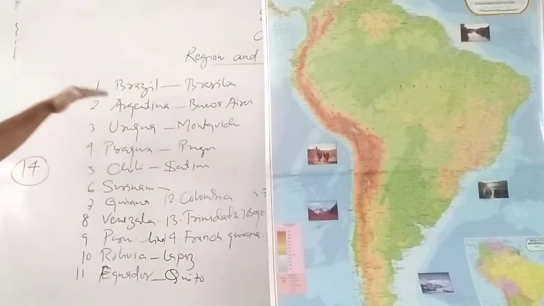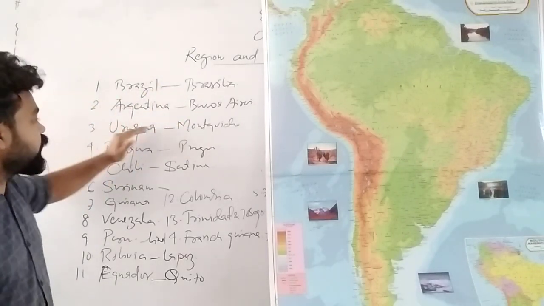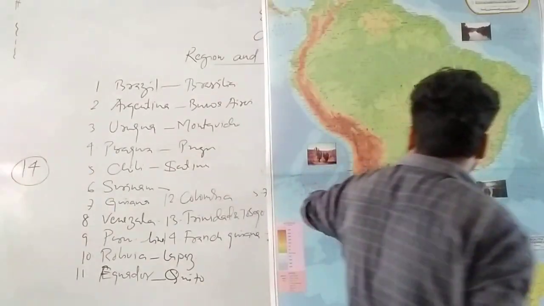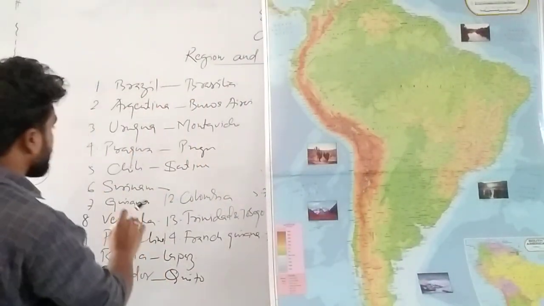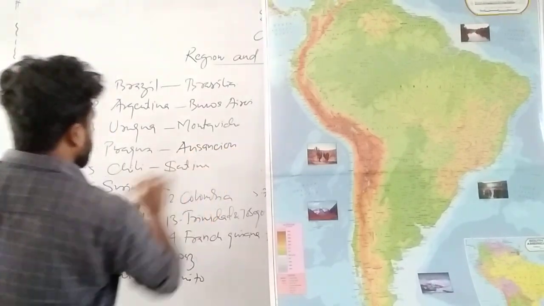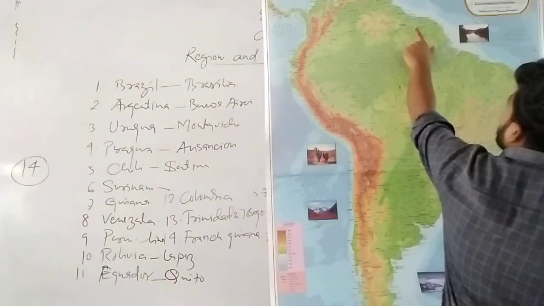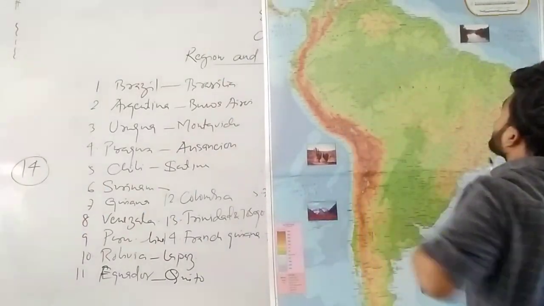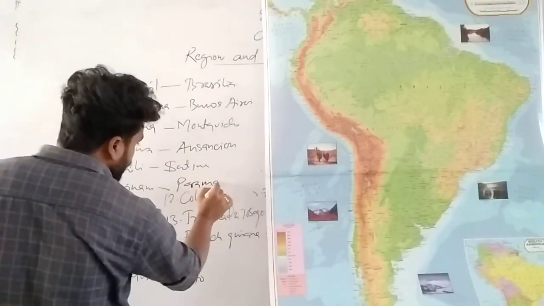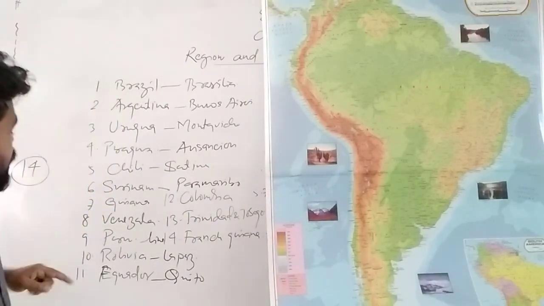So these are Brazil, Argentina, Uruguay, Paraguay, Chile. Brazil capital is Brasilia, Argentina capital is Buenos Aires, Uruguay capital is Montevideo. Sorry, Paraguay capital is not Paraguay, that is Asuncion. Chile, Santiago. Suriname, Paramaribo is the capital. Guyana, Georgetown, I have told.